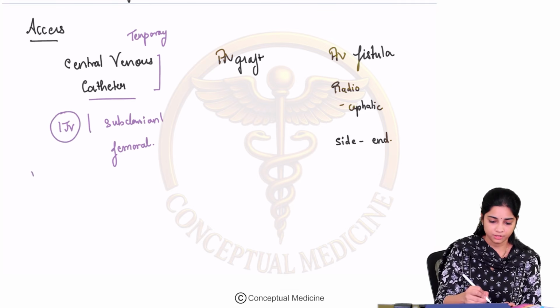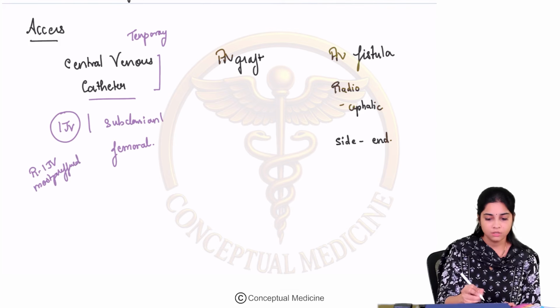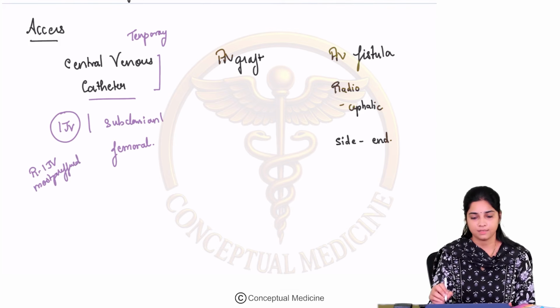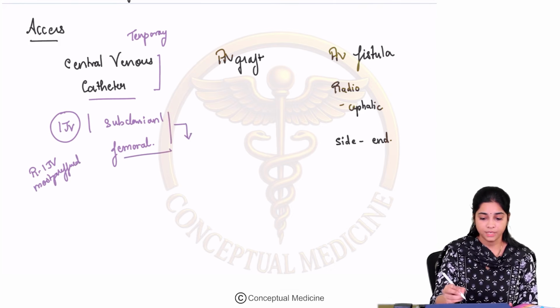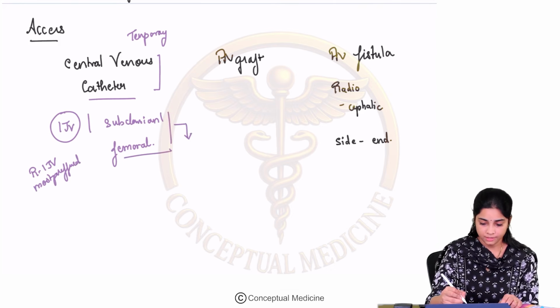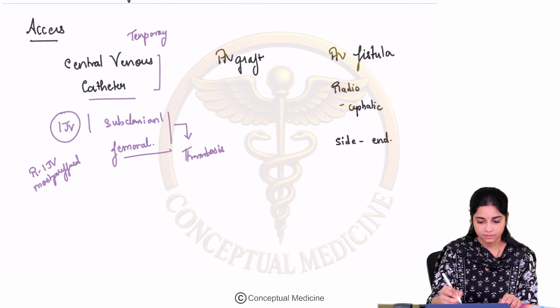Which is preferred? The right IJV is the most preferred. The right IJV is your most preferred dialysis access. What about the femoral and subclavian? They can be used, but they are prone to more complications. They are more prone to catheter-related thrombosis.